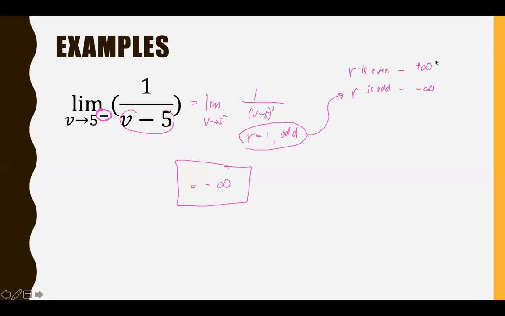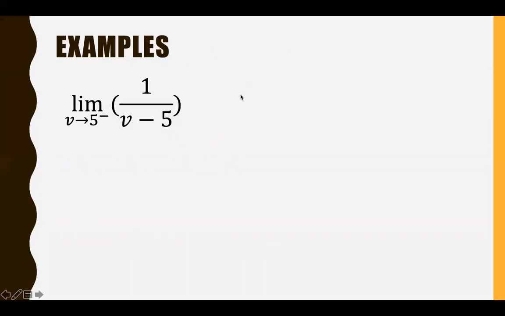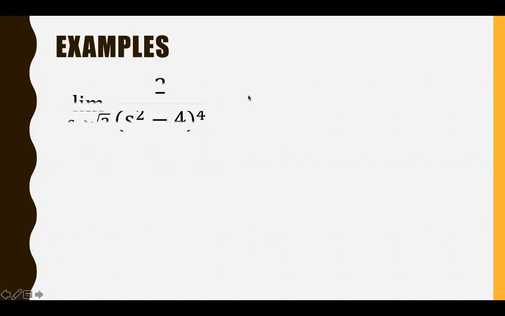All right, let me proceed to another example, still under infinite limits. We have the limit of 2 all over s squared minus 4 to the power of 4 as s approaches the square root of 2. If ever we'll be solving this, we can try to analyze first, because as I've told you, we need to double check if it will be a problem in the denominator.